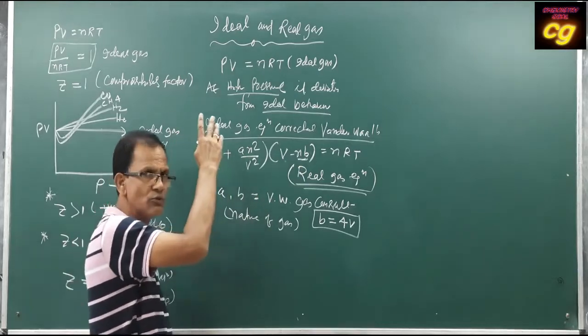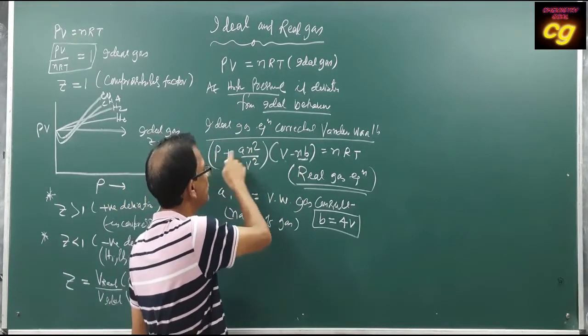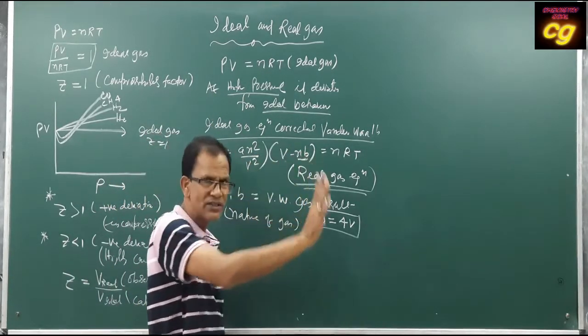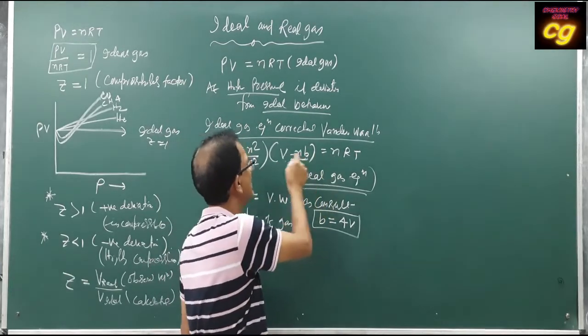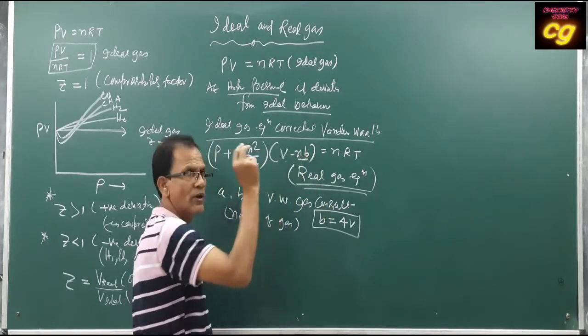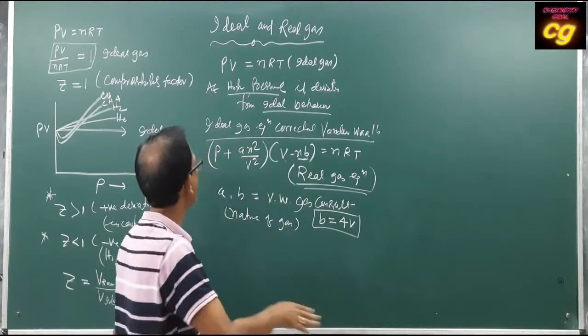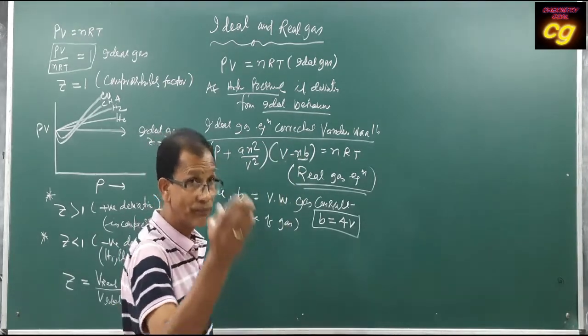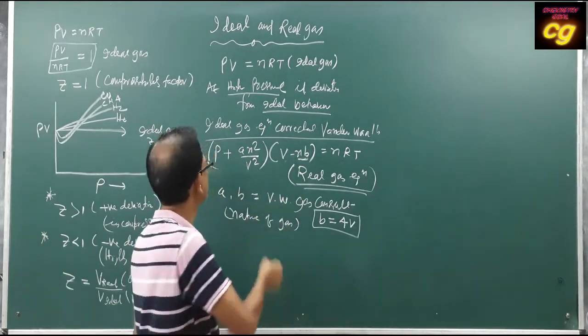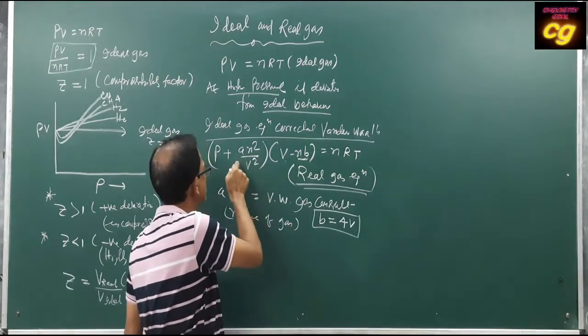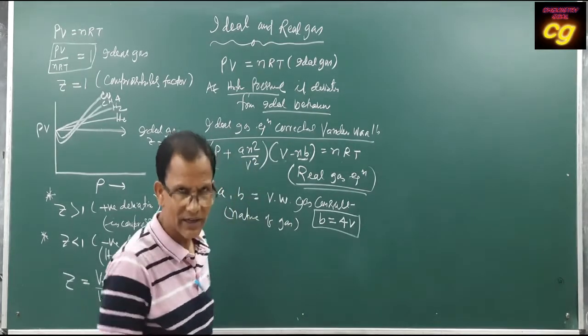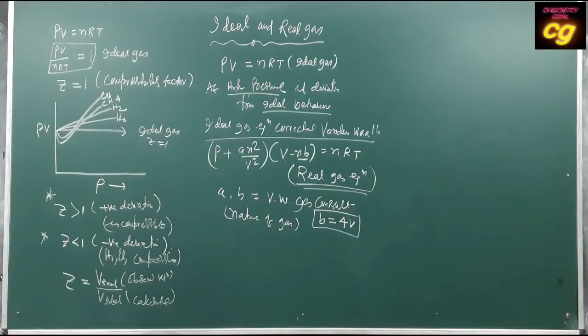So the ideal gas equation is corrected in the form of (P + a n square by V square)(V minus nb) = nRT. In volume, some non-compressible factor is deducted, and in pressure, as there is no force of attraction, the pressure will be more. That's why he added the corrected pressure term a n square by V square.